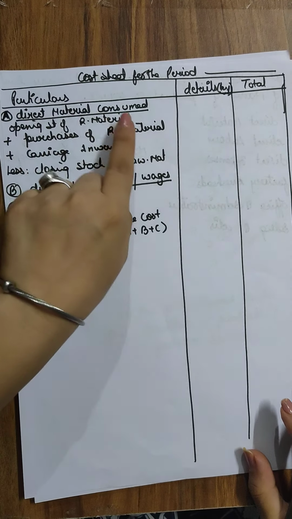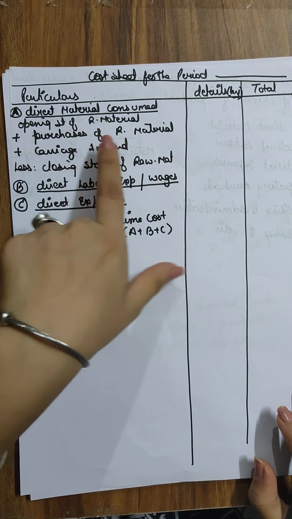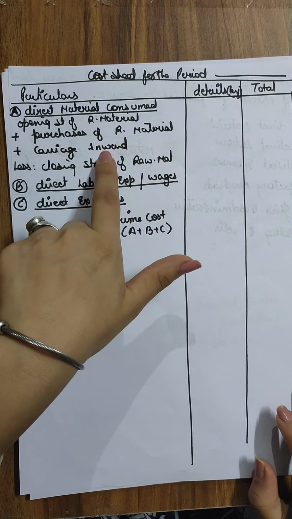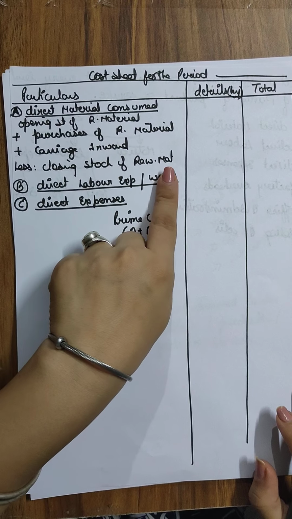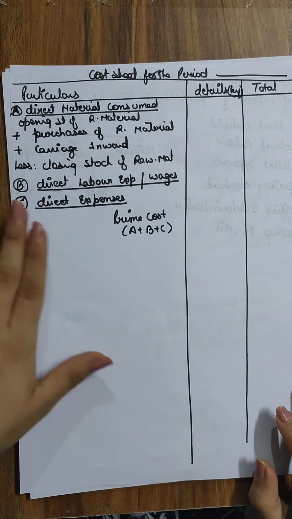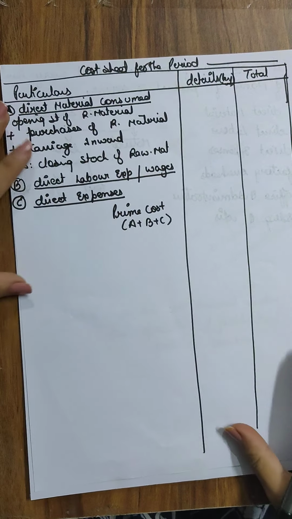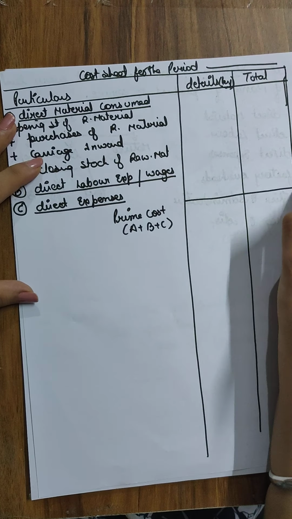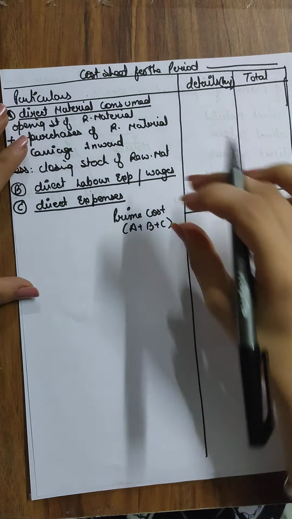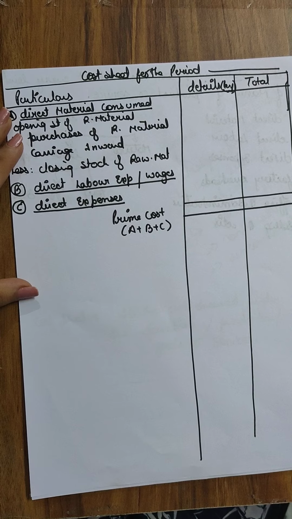So whatever the direct material we have consumed, which is equal to opening stock of raw material plus purchases of raw material plus carriage inward less closing stock of raw material. In this we are going to add direct expenses and direct labor or direct wages. So up to this, if we make a total, we are going to get the prime cost. So now this is what we have to discuss over here, that what is a prime cost?